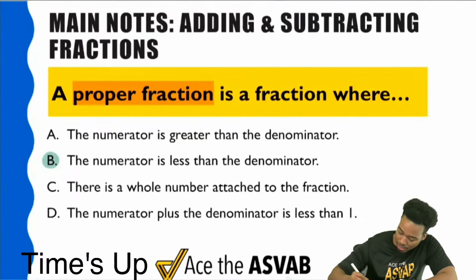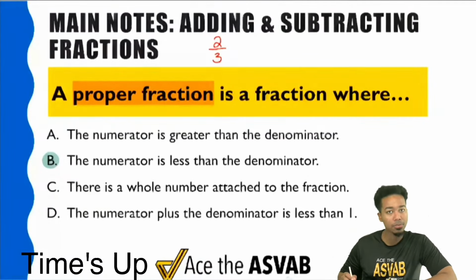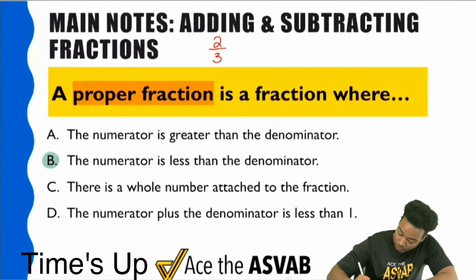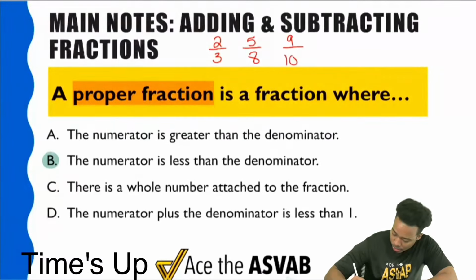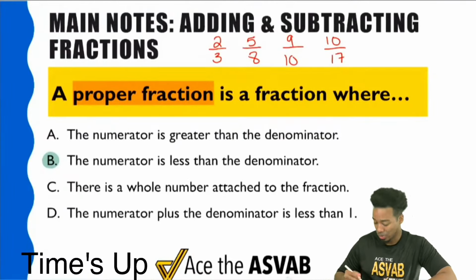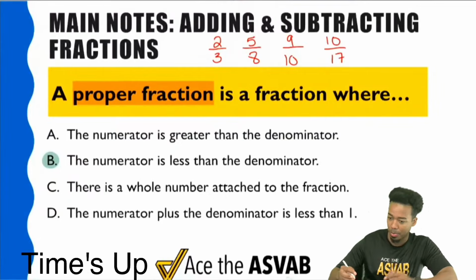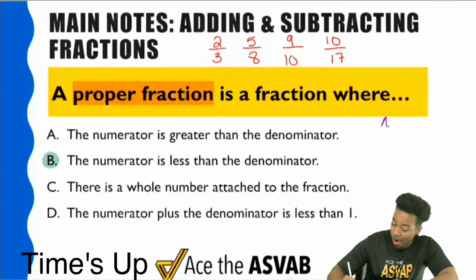So if you're looking at, let's say, 2/3, that's a good fraction. That's a proper fraction. If you're looking at, let's say, 5/8, that works. 9/10, that works. 10/17, that works. What doesn't work, somebody give me an example in the chat box. What's an example of an improper fraction?